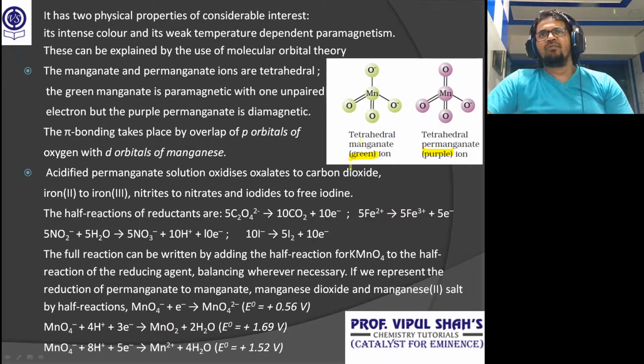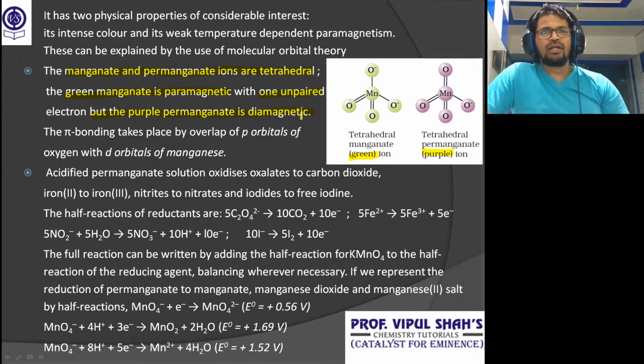Once again, why tetrahedral, people? Because there are 4 sigma bonds, using one s and three p orbitals, so that's sp3. The pi bonds are there because of the d orbitals. So the manganate and permanganate ions are tetrahedral. The green manganate is paramagnetic with one unpaired electron, but the purple permanganate is diamagnetic.